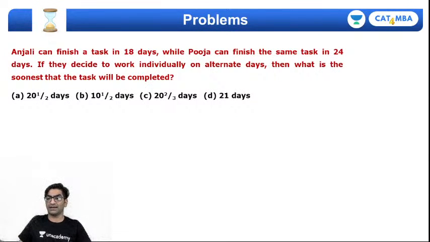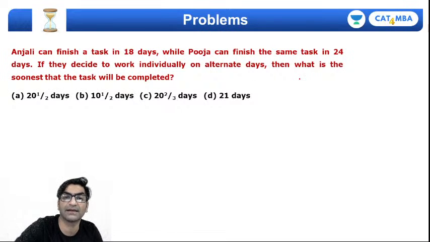Right? Similar question है. You have these people, these girls, Anjali and Pooja. है ना? देखो time क्या दिया हुआ है? 18 days and 24 days. So 18 और 24 का LCM कितना होगा?